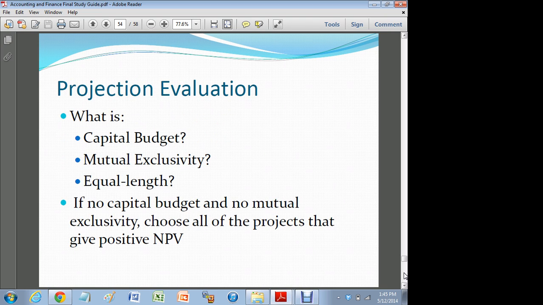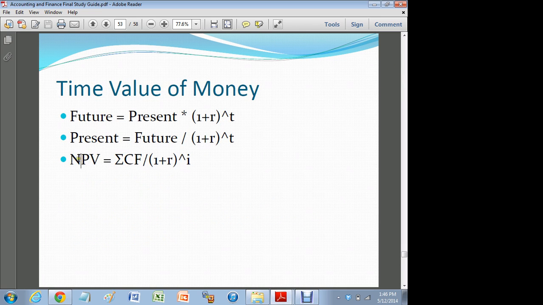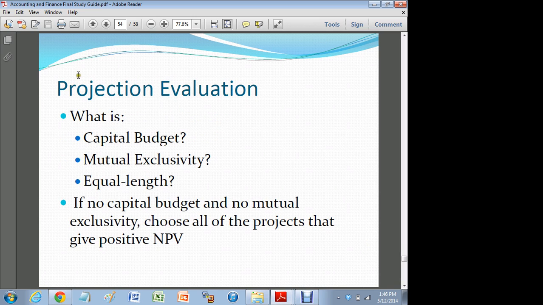Yeah. Project valuation, that's just an extension of what we said here: once you get the NPV of projects, then everything we talked about is whether or not a project is worth pursuing. Make sure you know these terms. What does it mean to have a capital budget? Mutual exclusivity, equal length.